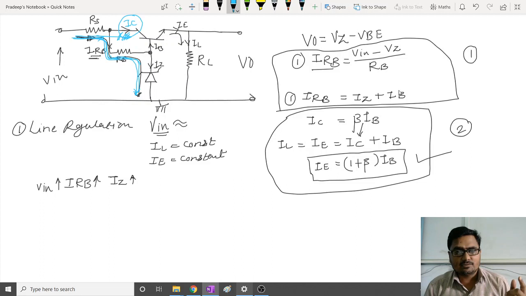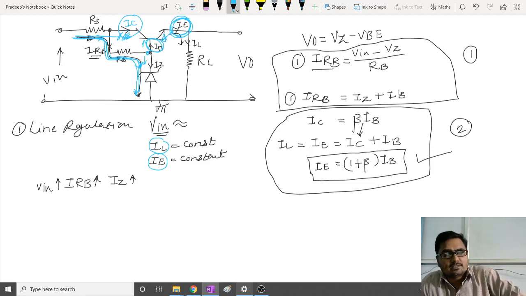Now as it is going at this point, again the question is, why is it not going into the base? Why is it going into the zener only? For that, the answer is, look at this. I told you that the emitter current is constant, that is, the load current is constant. It means the base current must be constant. Because if you change the base current, then only the collector current changes, then only the emitter current changes. And now the emitter current is constant. It means the base current has to be constant anyhow.